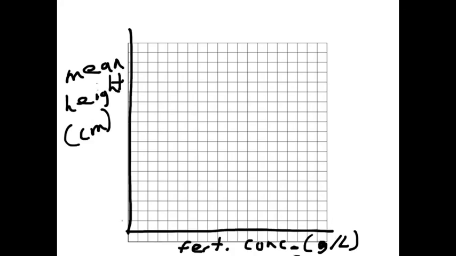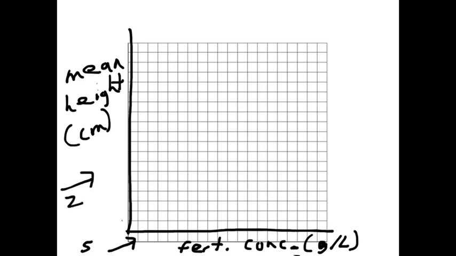Alright, I tried to clean up my graph just a little bit. Notice that I've clearly labeled my x-axis as fertilizer concentration in grams per liter. I've clearly labeled my y-axis as mean height in centimeters. Now something that I want to do that I'm not really able to do on this technology is to clearly label each of my tick marks, each of my grid lines. On the x-axis, I'm going to make each one of these lines be equal to 5 grams per liter. And up on the y-axis, I'm going to make each one be 2.